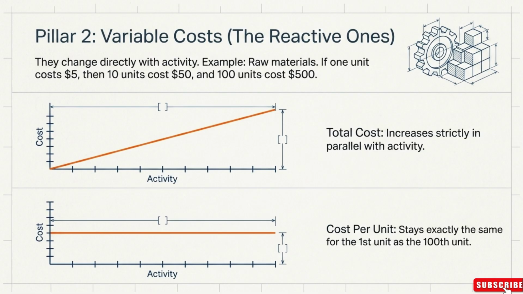Next are variable costs, the reactive ones. These change directly with your activity. Think of raw material. If one unit costs $5, then 100 units cost $500. Here the total cost changes, but the cost per unit stays the same.